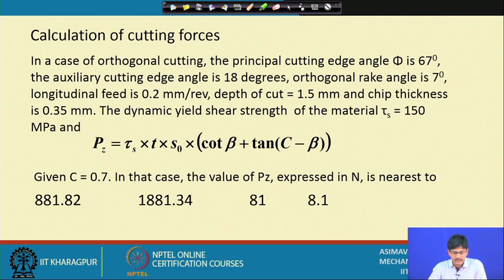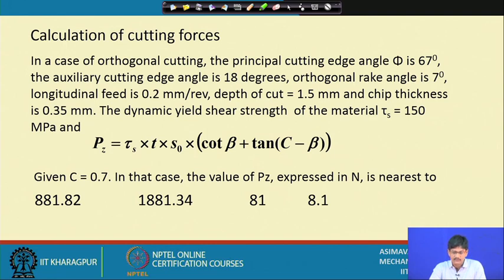The dynamic yield shear strength of the material tau s is equal to 150 megapascals, and Pz is to be taken, in agreement with Merchant's second proposed model, as tau s into t into s0 into cot beta plus tan of C minus beta. This we have derived the last day. Given C is equal to 0.7 radians.